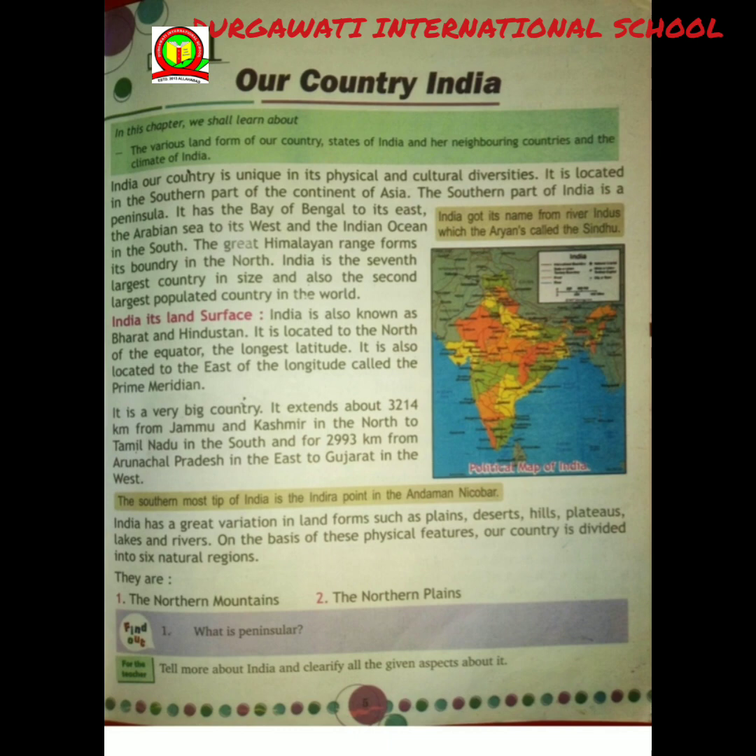On one side, in the east, you can see the Bay of Bengal. The Arabian Sea is in the west, and the Indian Ocean is in the south. On the north, the great Himalaya range forms the boundary, and India is the seventh largest country in size and the second most populated country in the world.